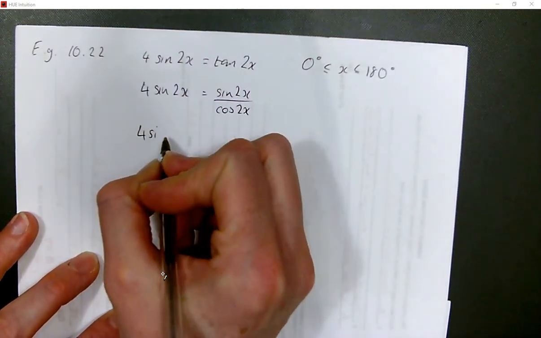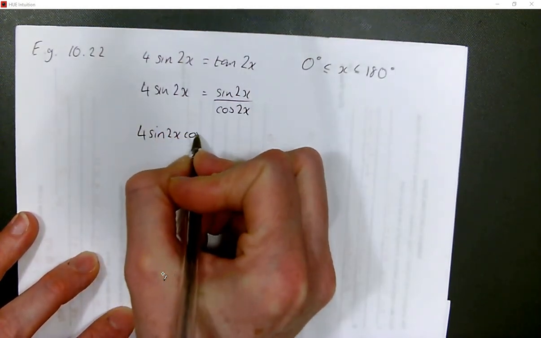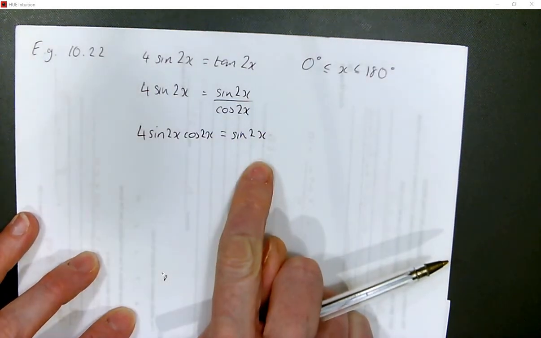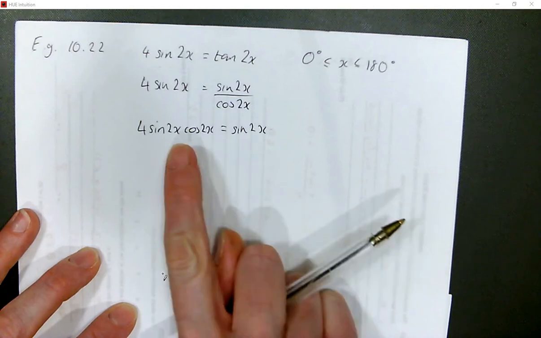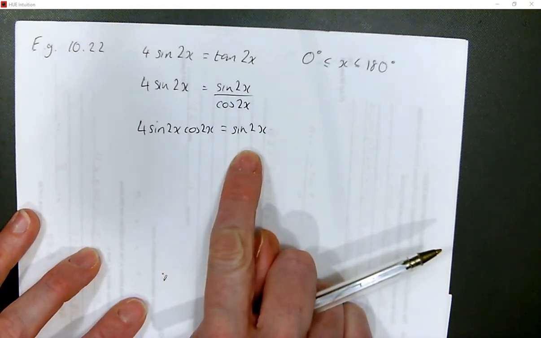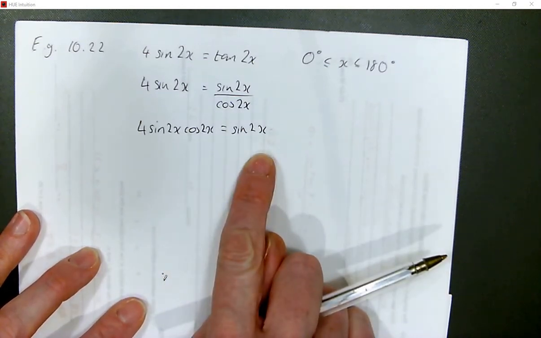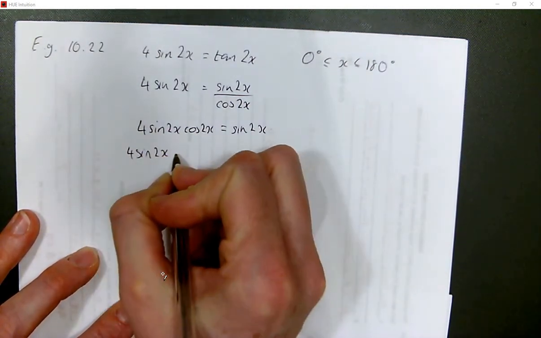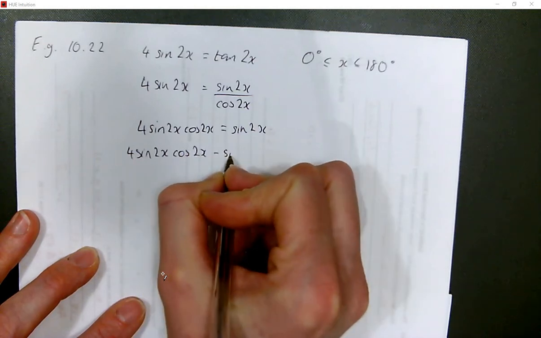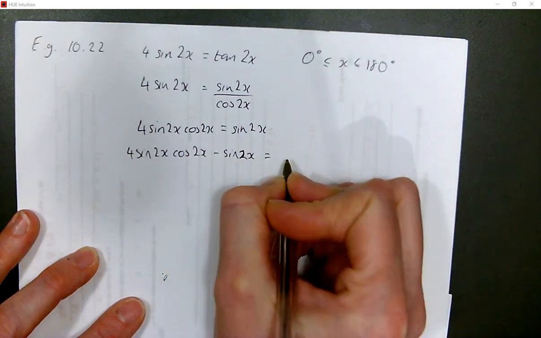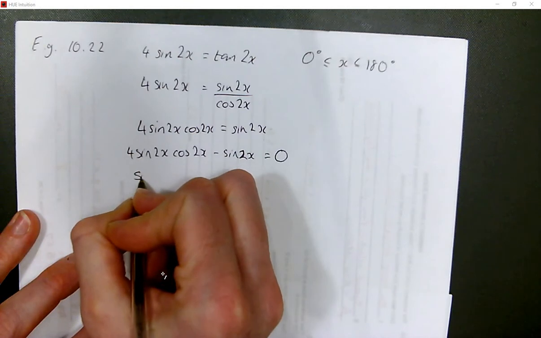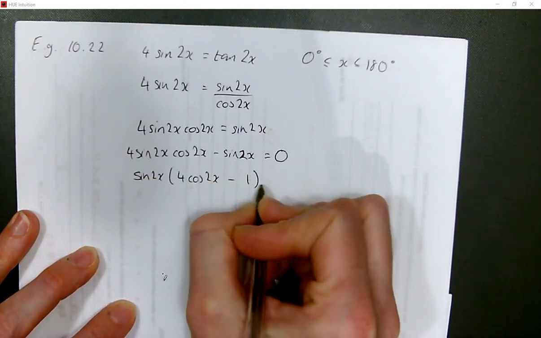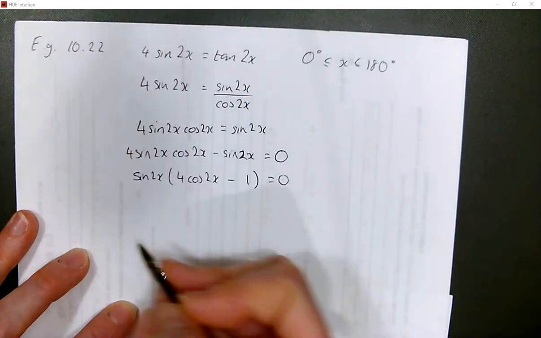So we've got 4 sine 2x cos 2x is equal to sine 2x. Now this is like the earlier one we did, where I warned you not to divide by sine 2x. So what we're going to do is move it to one side and factorise. And now we can solve.